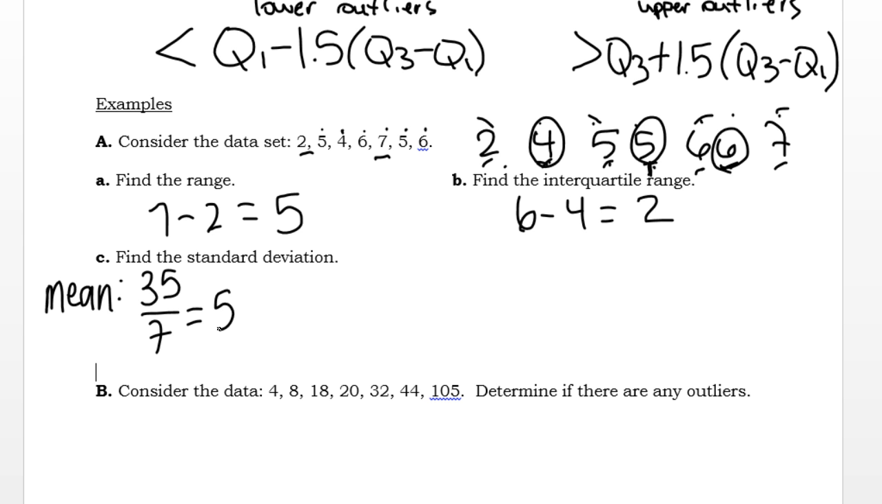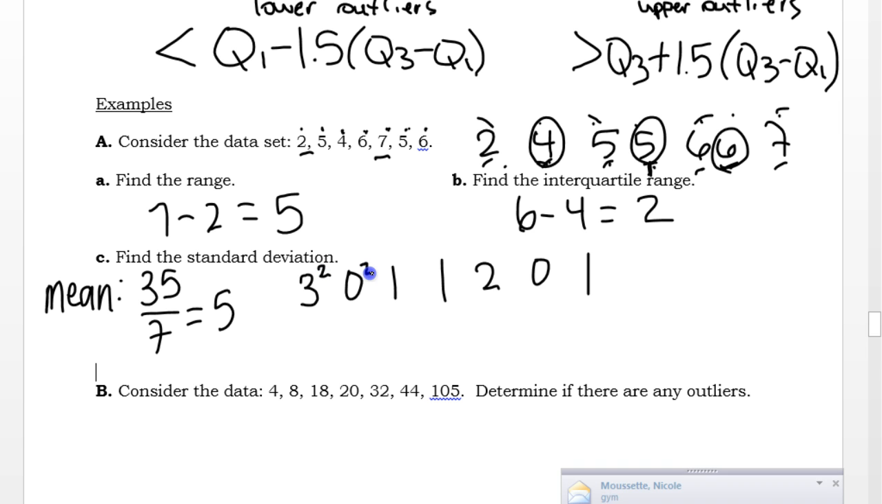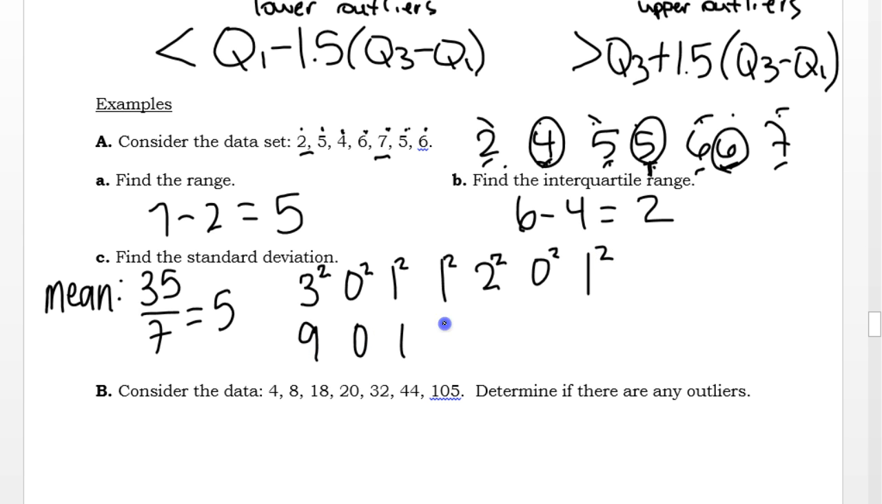So what I'm going to do is just say how far is each one of my 7 numbers from 5? So 2 is 3 from 5. 5 is 0 from 5. 4 is 1 from 5. 6 is 1 from 5, 7 is 2 from 5, 5 is 0 from 5, and 6 is 1 from 5. That's how far each of my values is from the mean. Then we square each of those differences. That is 9, 0, 1, 1, 4, 0, 1.